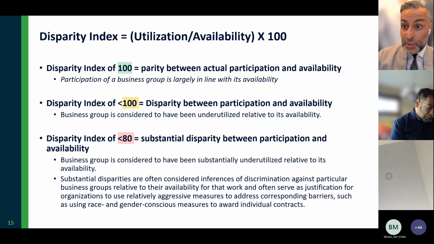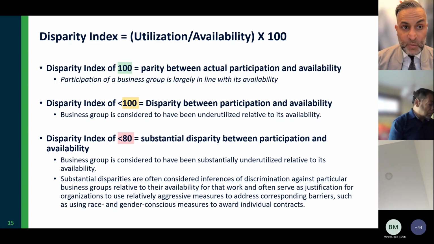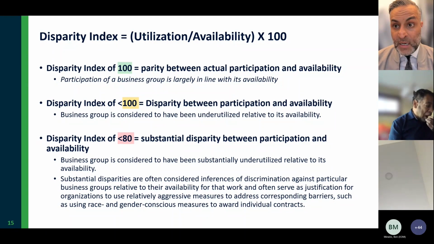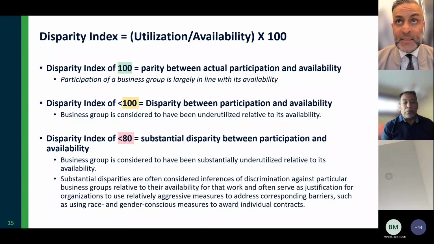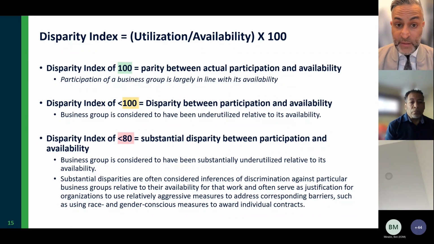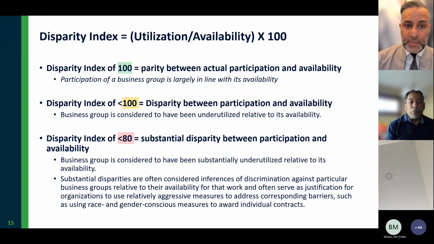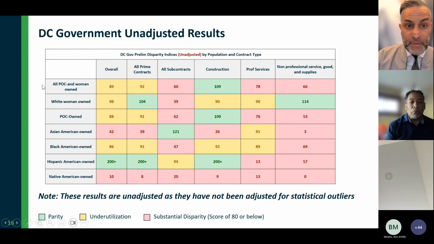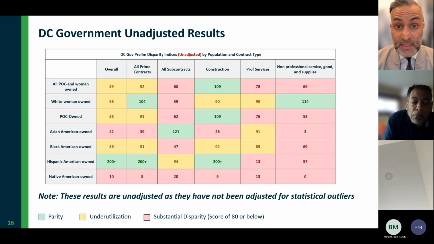So on the next slide, we're going to show where we saw substantial disparities in a color-coded way. You'll see a table where disparity indices that are 100 or greater are shown in green. Those indicate parity. Disparity indices shown in yellow are in the gray area where there is a disparity, but it doesn't fall to the level of being considered substantial. And then disparity indices of less than 80 will be shown in a pink or red color here. So it shows disparity indices by group and for various contract sets that we looked at.